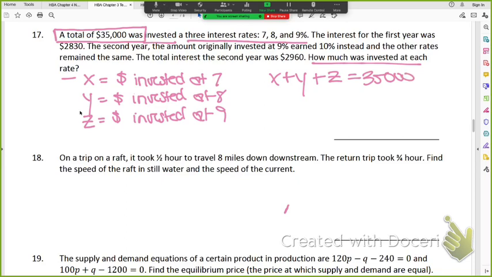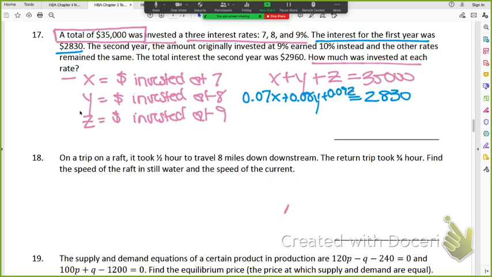The second equation comes from the second statement. The interest for the first year was this much. They're giving you a total for the first year. That means my answer to my second equation is this. How do you put the interest rate and the amount invested together? The first one was invested at 7%. How do I show that? 0.07 of X. Then for Y, 0.08 for Y. 0.09 for Z.